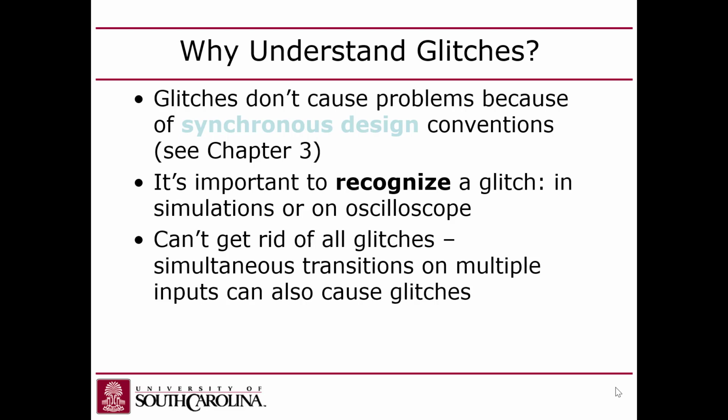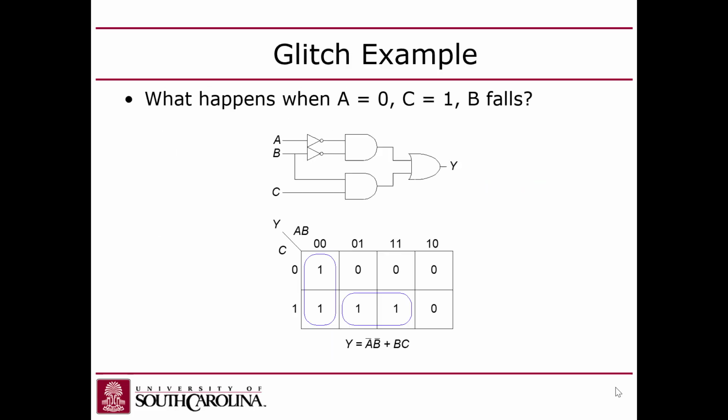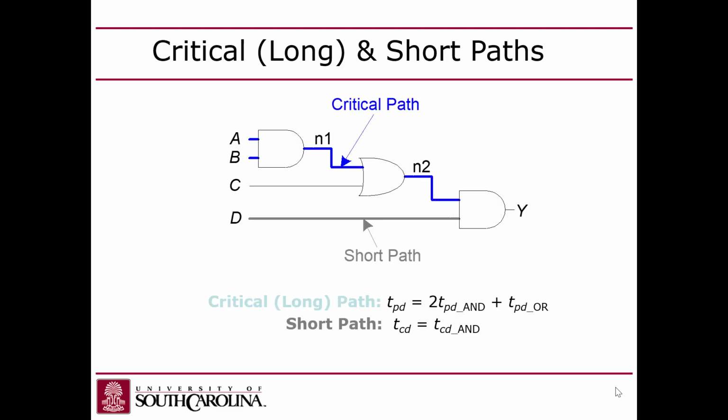But it's important to recognize a glitch, and like I said, you'll see it in ModelSim and on an oscilloscope if we were using one. And sometimes you can't get rid of all glitches. Okay, any questions about this stuff? So the contamination delay and the propagation delay is a topic that we are going to revisit in the next lecture when we talk about enforcing timing constraints on sequential circuits. This will come into play when we start adding flip-flops and doing sequential design.